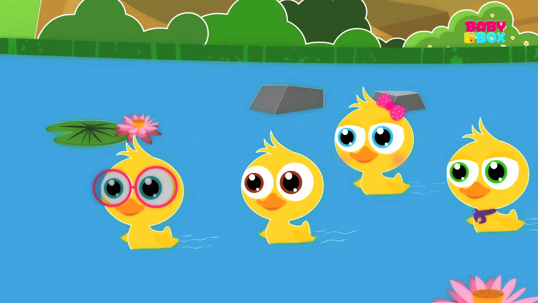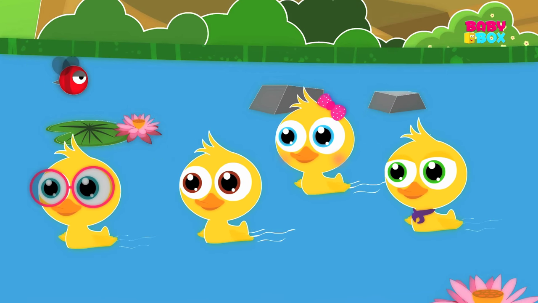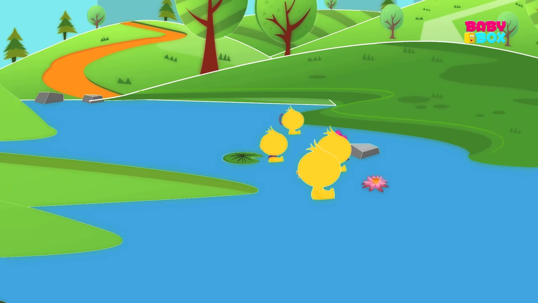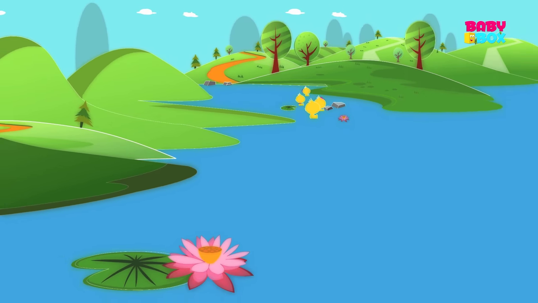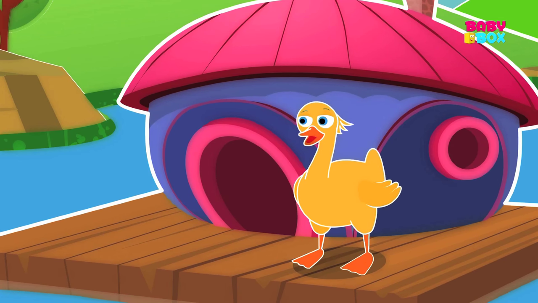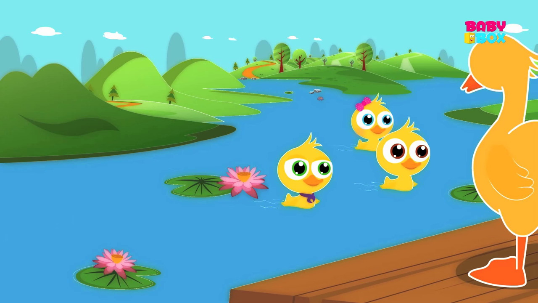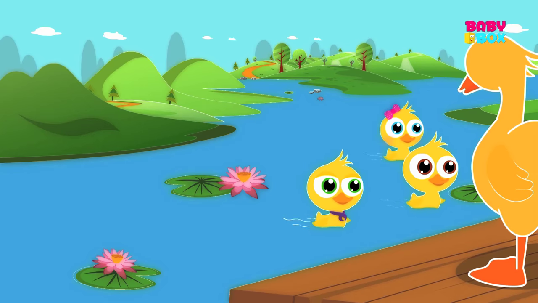One, two, three, and four little ducks went swimming one day, over the hill and far away. Mother duck said quack, quack, quack, and only three little ducks came back.